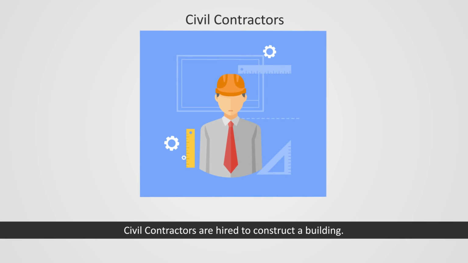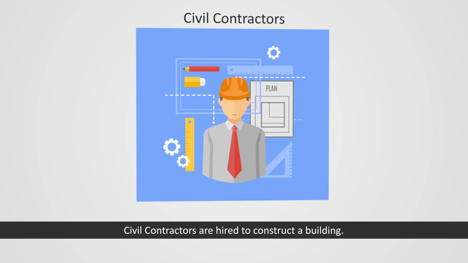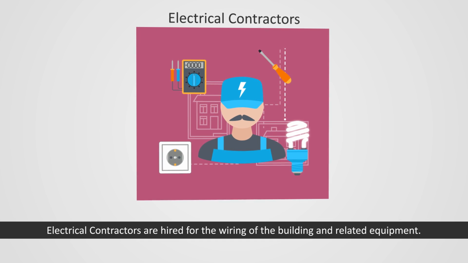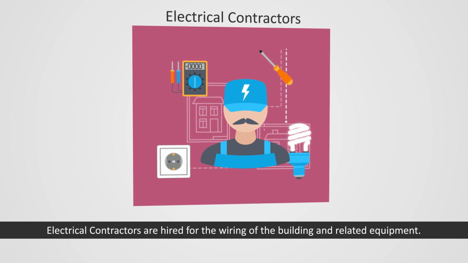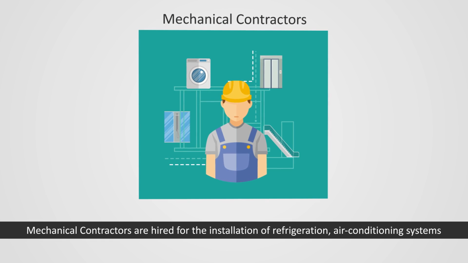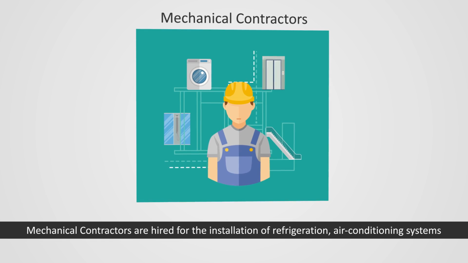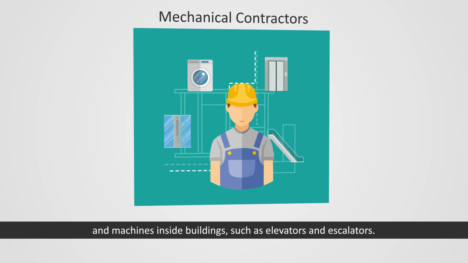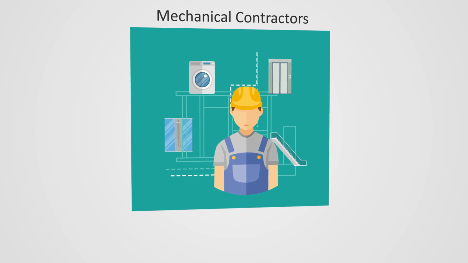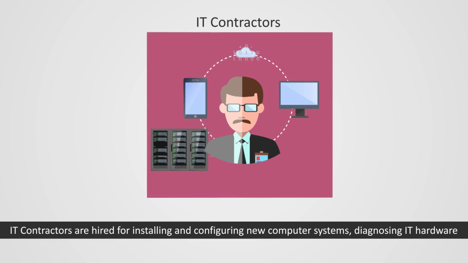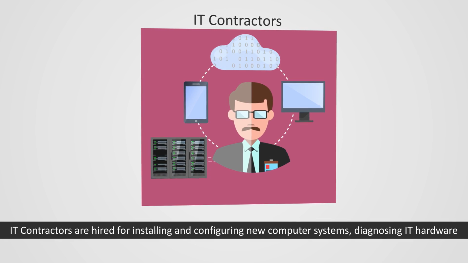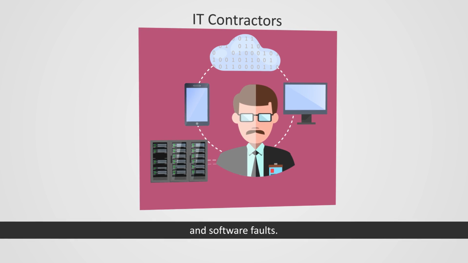Civil contractors are hired to construct a building. Electrical contractors are hired for the wiring of the building and related equipment. Mechanical contractors are hired for the installation of refrigeration, air conditioning systems, and machines inside buildings such as elevators and escalators. IT contractors are hired for installing and configuring new computer systems, diagnosing IT hardware and software faults.